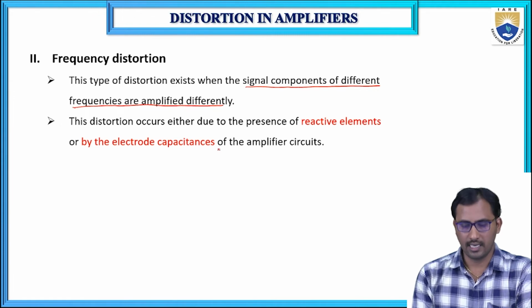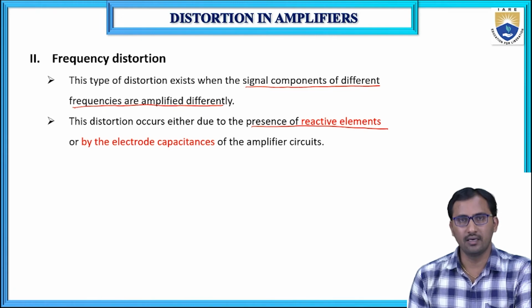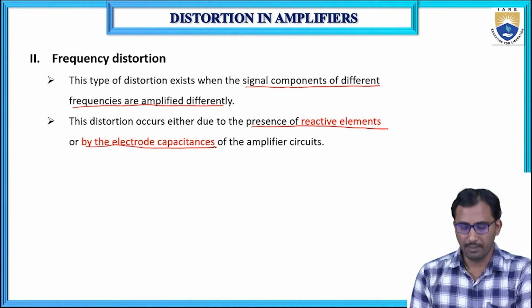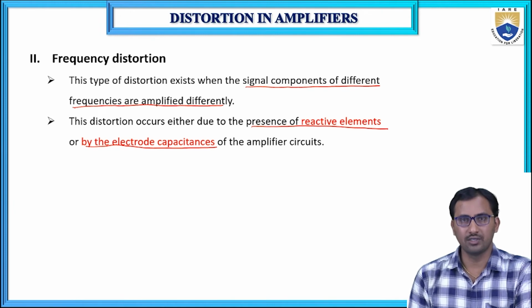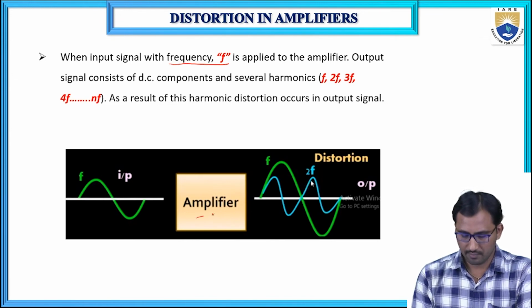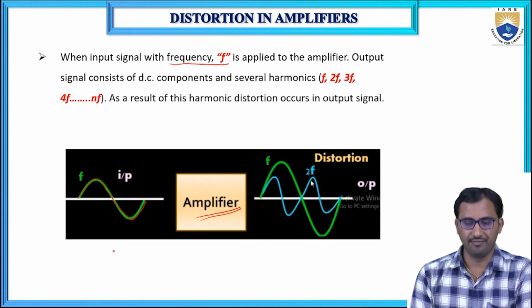This distortion occurs either due to the presence of reactive elements like inductors or capacitors, or due to the electrode capacitance of the amplifier circuit. Because of this, frequency distortion may occur. And see here, we have an amplifier and we apply an input signal with frequency f.